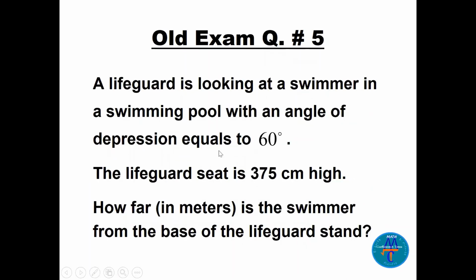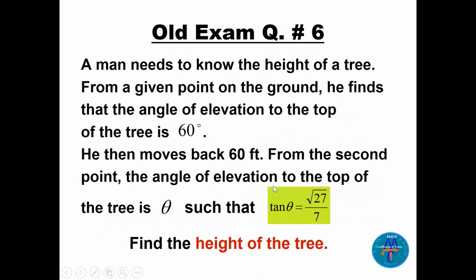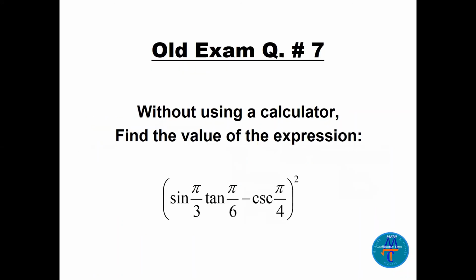Now this is an application. We have a swimmer and we have a lifeguard seat. The height of it is 375 centimeters. Please try to read it and make a little sketch. Question number 6 also, there is a tree and a man, and we need to know the height of the tree. The last question is number 7. Without using a calculator, find the value of the expression sine pi over 3 times tan pi over 6 minus cosecant pi over 4 all squared.